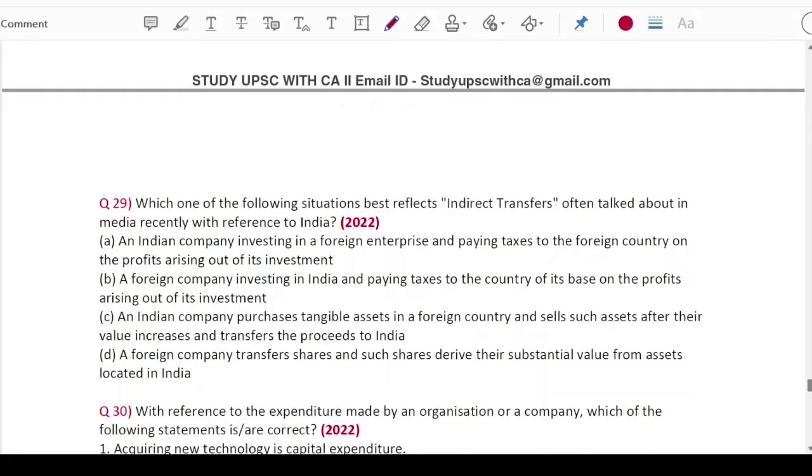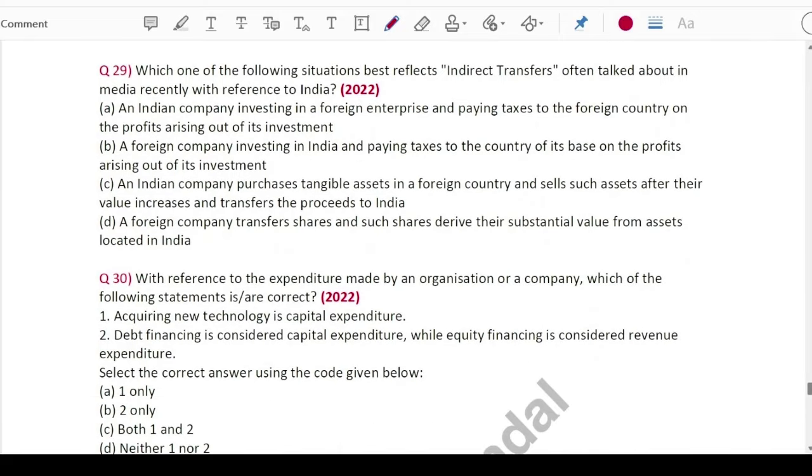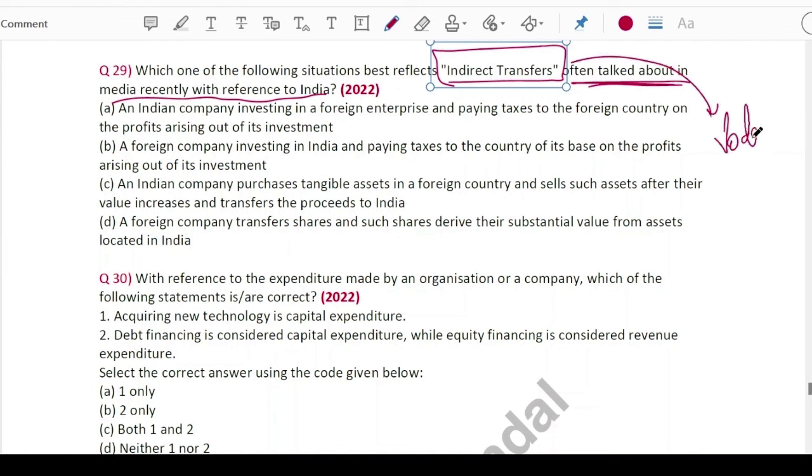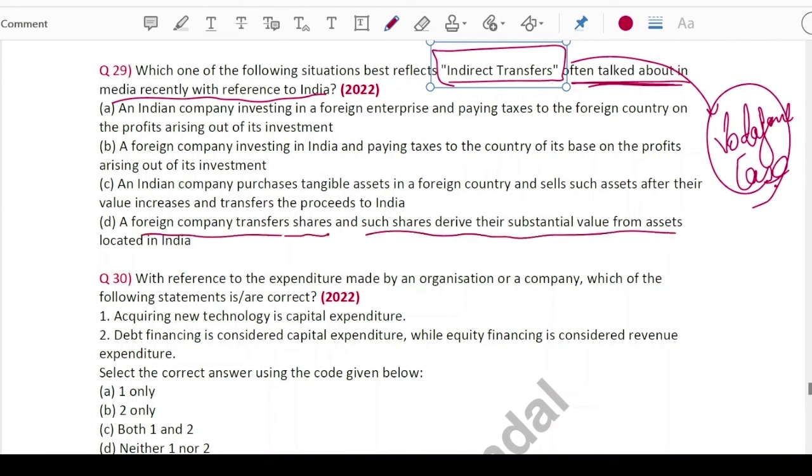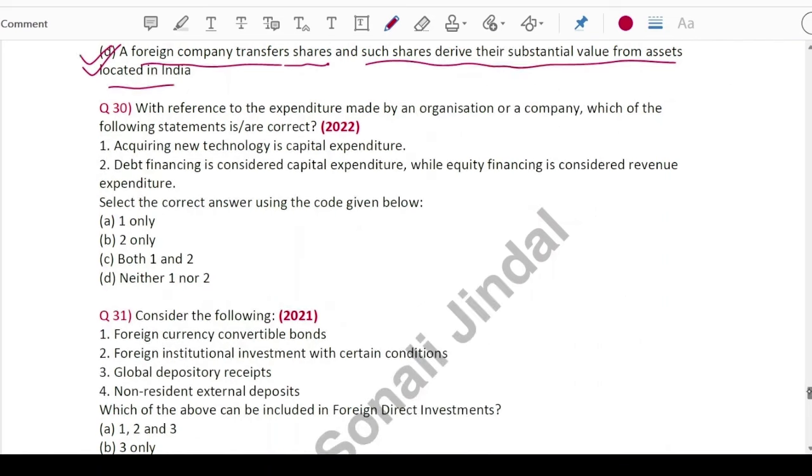Question number 29. Which one of the following situations best reflect the indirect transfers often talked about in media recently with reference to India? This indirect transfers is related to the Vodafone case. Jisme Indian company ke shares one foreign company transfer to the another foreign company. So answer is D. A foreign company transfer shares, such shares derive their substantial value from the assets located in India. Now coming to question number 30.